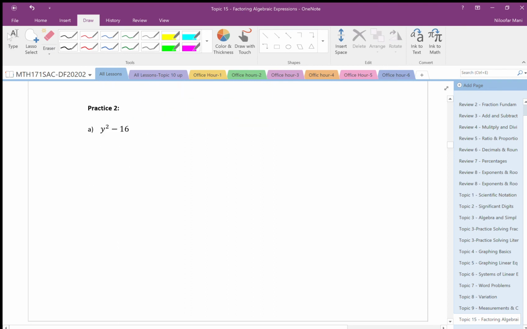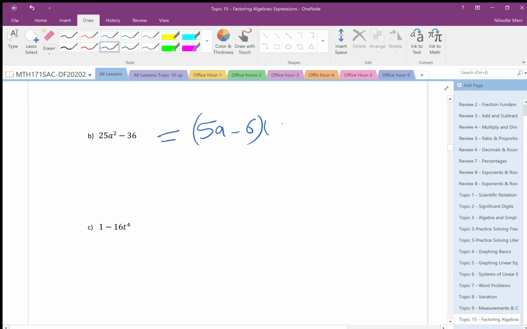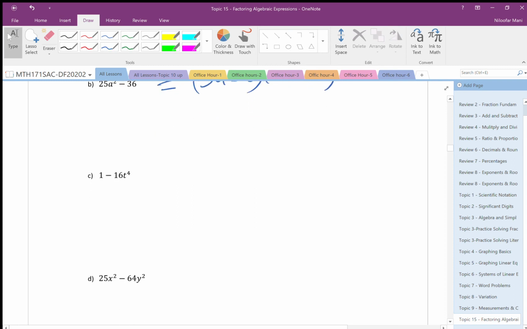Okay, so now I can practice here. Do a practice question. So y minus 4 multiplied by y plus 4. Oops, yes, I use equals. So here, equals. What do you see here? I see 5a minus 6 multiplied by 5a plus 6.